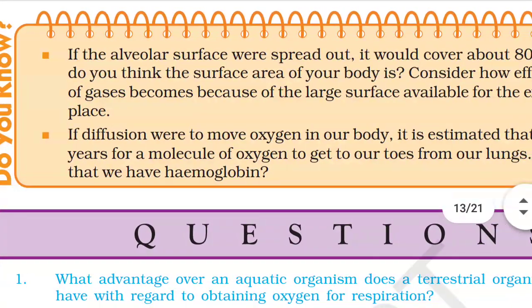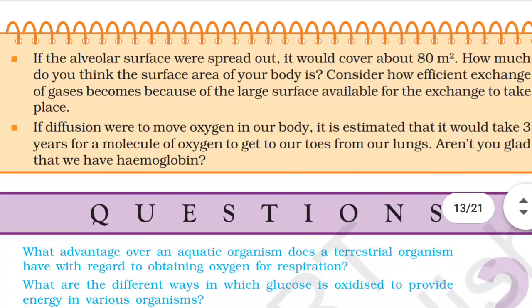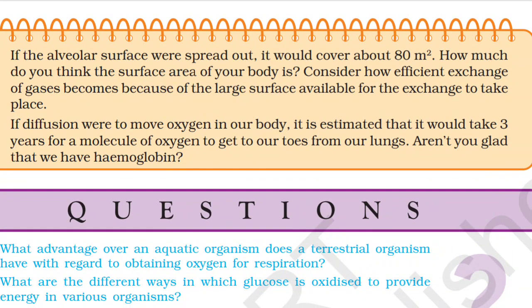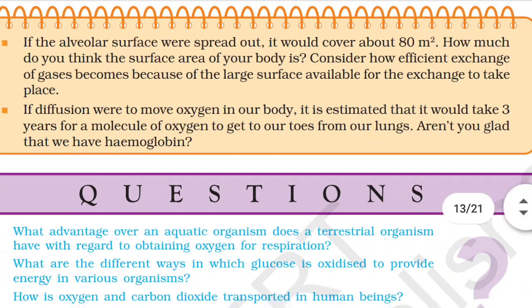Do you know? If the alveolar surface were spread out, it would cover about 80 meters square. How much do you think the surface area of your body is? Consider how efficient exchange of gases becomes because of the large surface available for the exchange to take place. If diffusion were to move oxygen in our body, it is estimated that it would take 3 years for a molecule of oxygen to get to our toes from our lungs. Aren't you glad that we have hemoglobin?